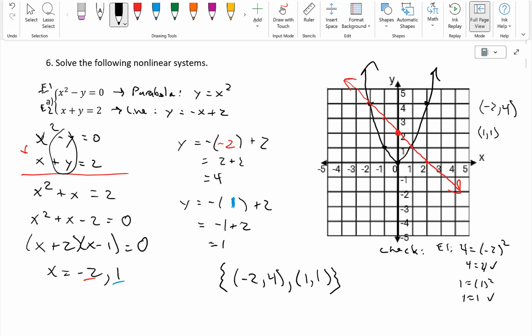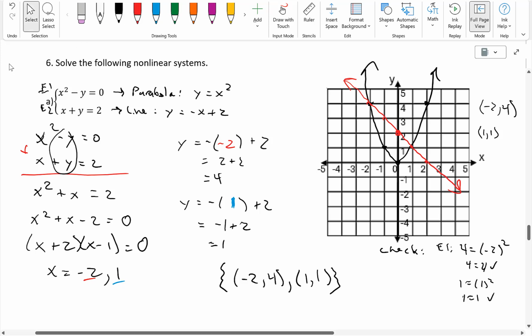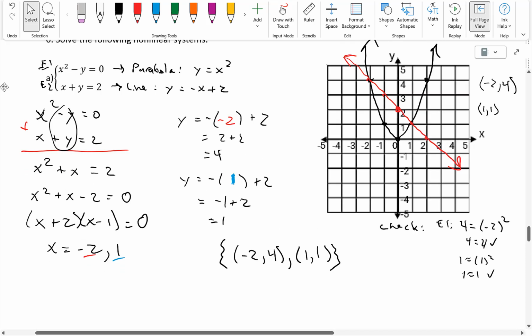You could, to be super safe, always use the original equations, the x squared minus y equals 0 and x plus y equals 2, just in case you made a tiny mistake when we solved to do our graphing. But hopefully you do those well and don't make mistakes. But again, worst case, go back to the original equation, sub them in.